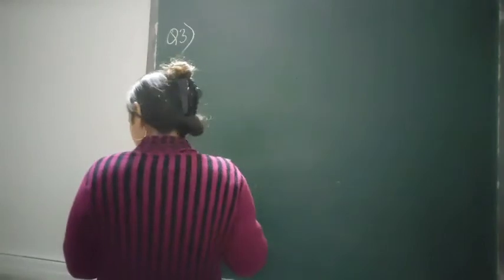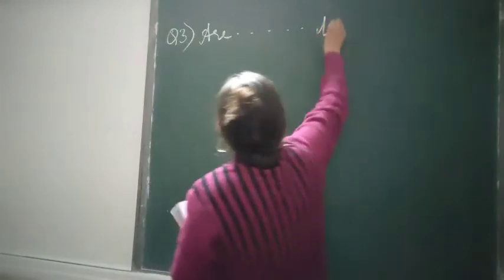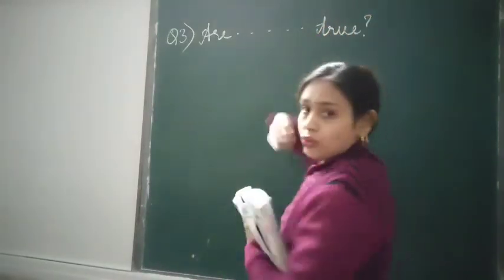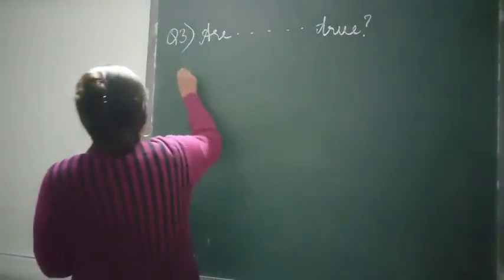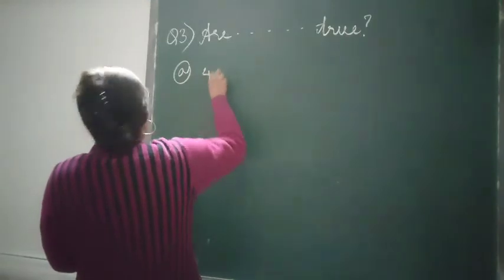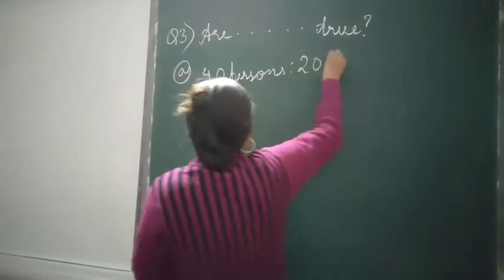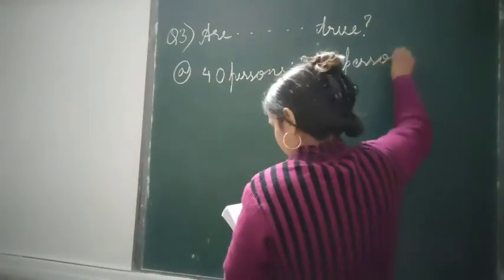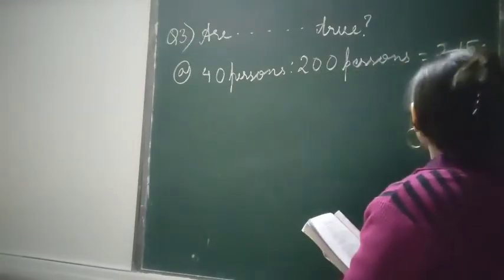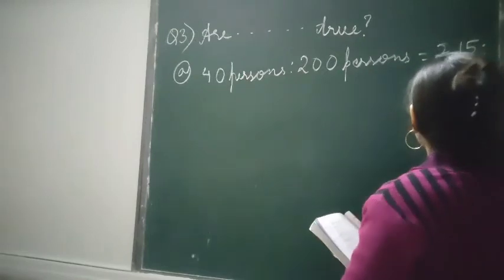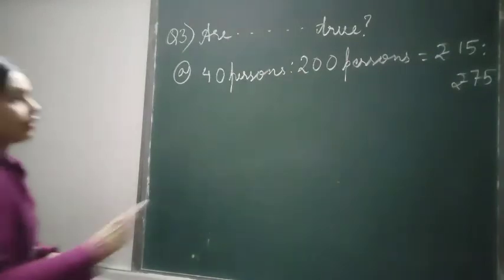Starting with question number 3. Are the following statements true? Again, we have to find true or false. So, A part: 40 persons, 200 persons, rupees 15 to rupees 75. So let's compare whether they are equal or not.